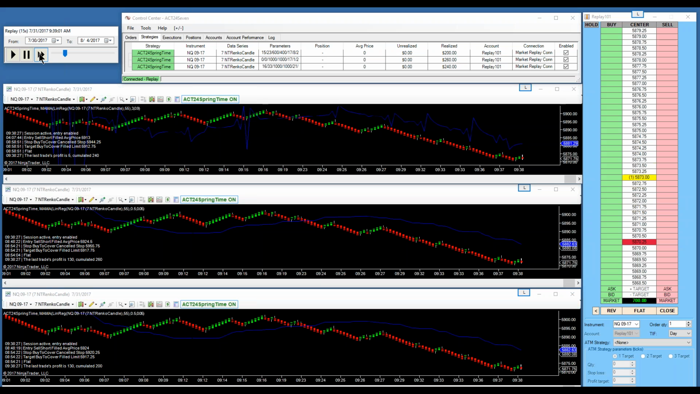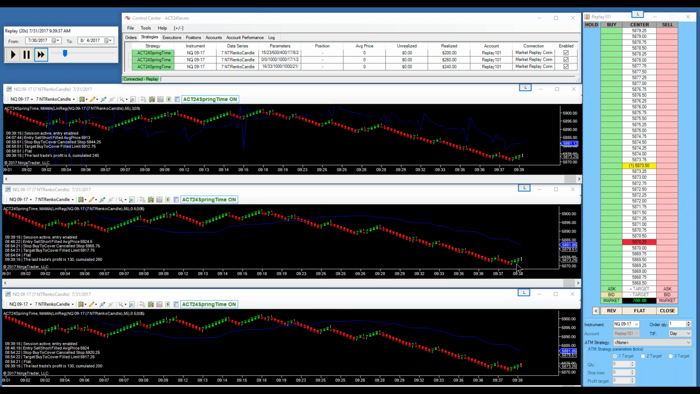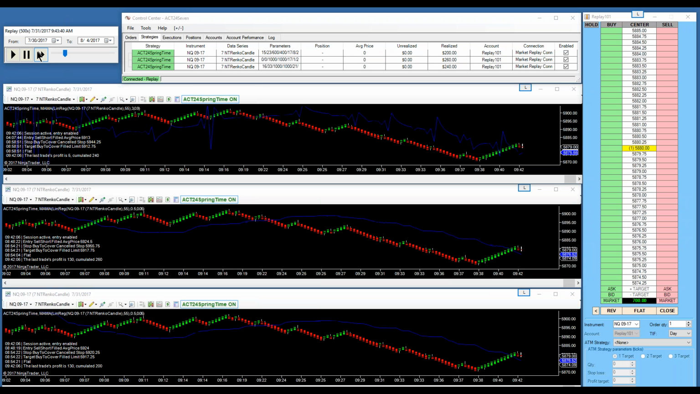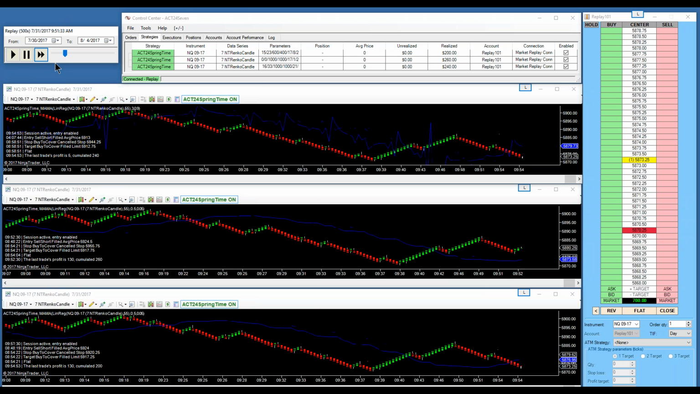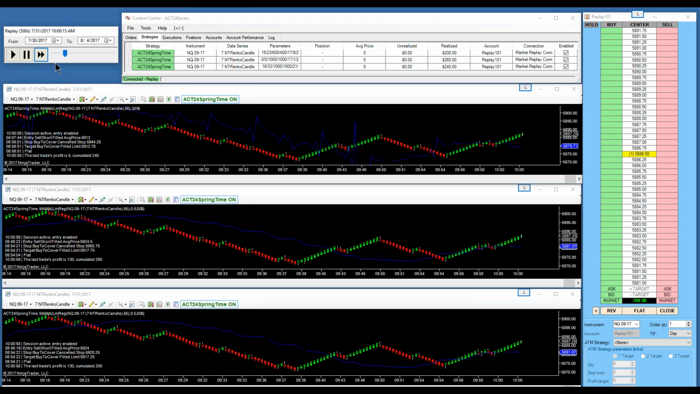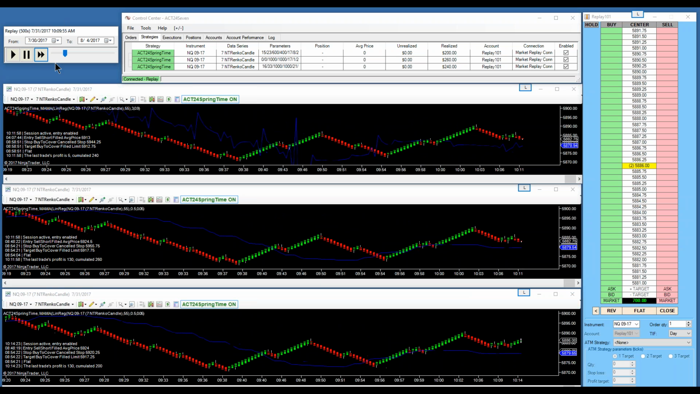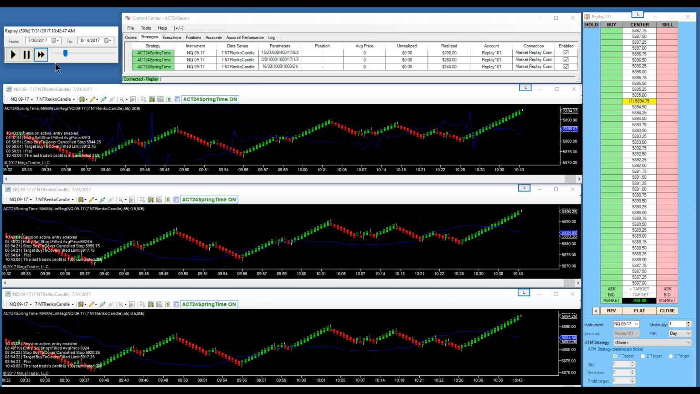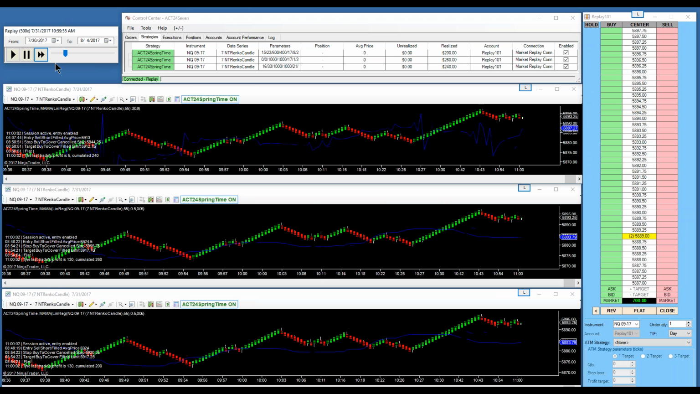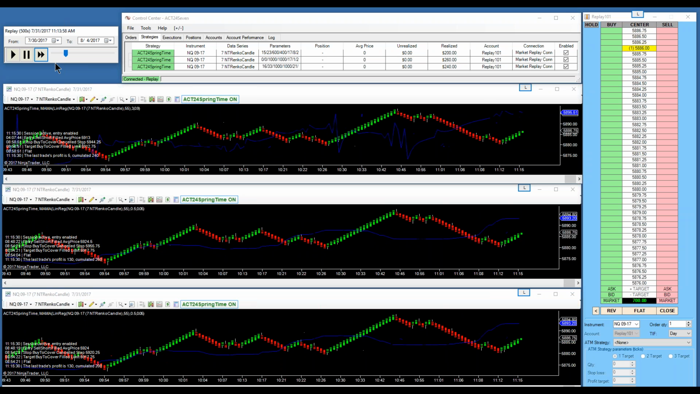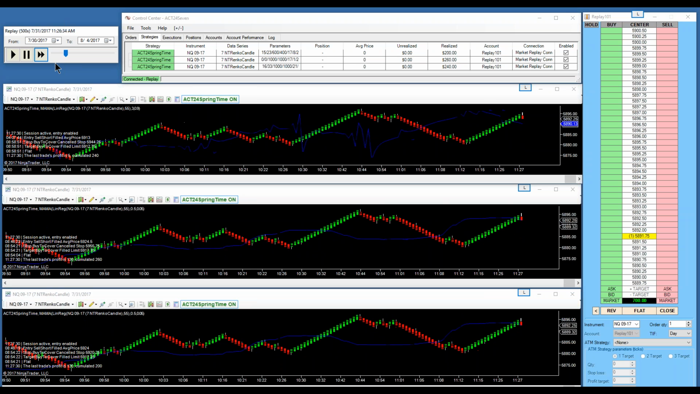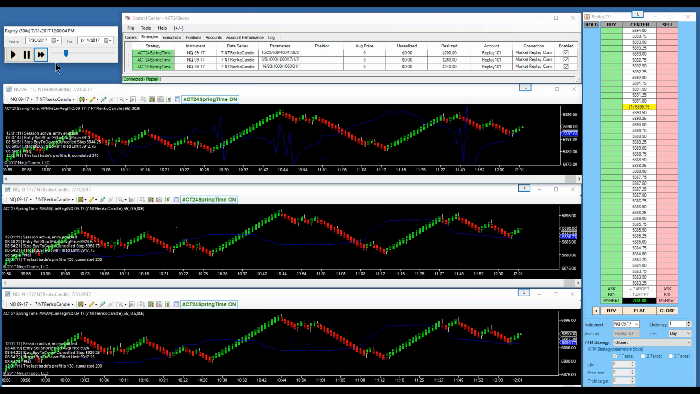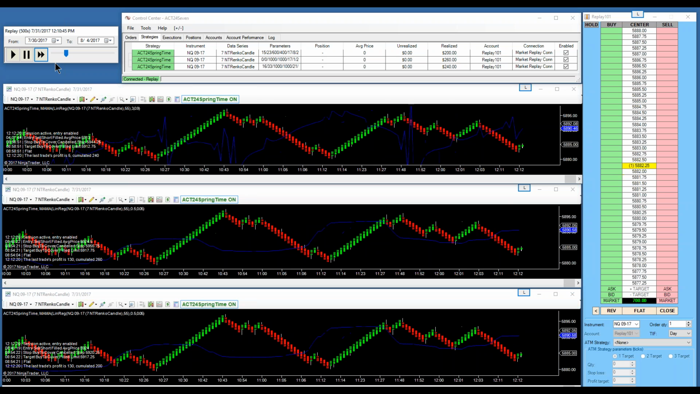Now we're 9:30 in the morning and we're up $700. Each chart has its own set of parameters and can be adjusted individually.